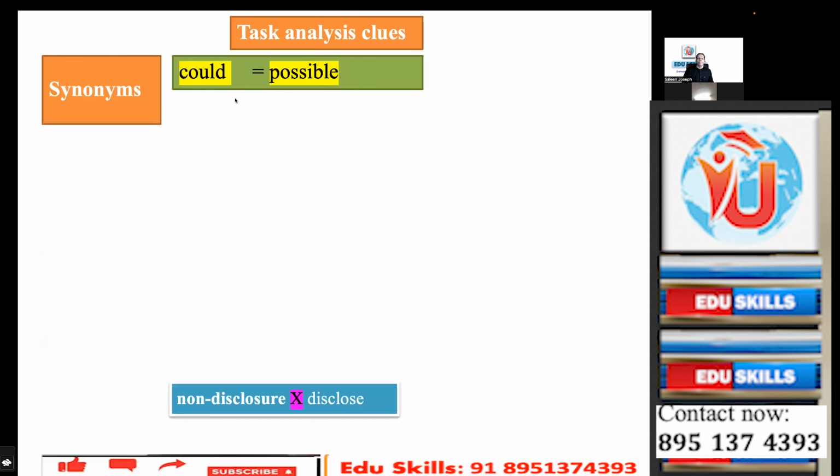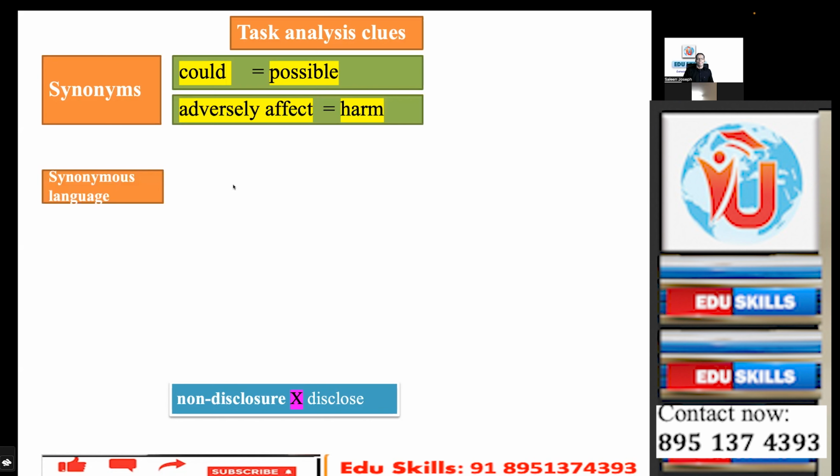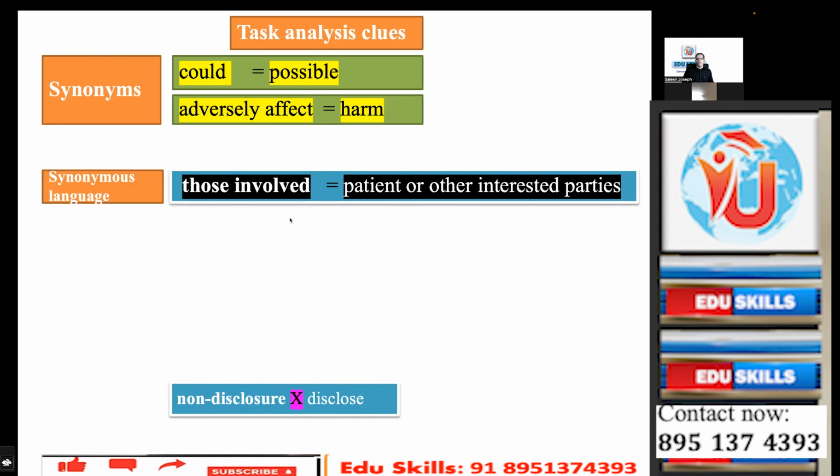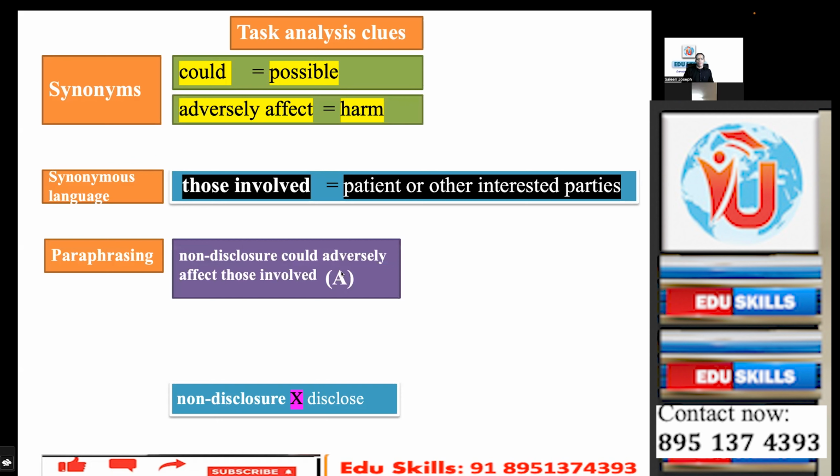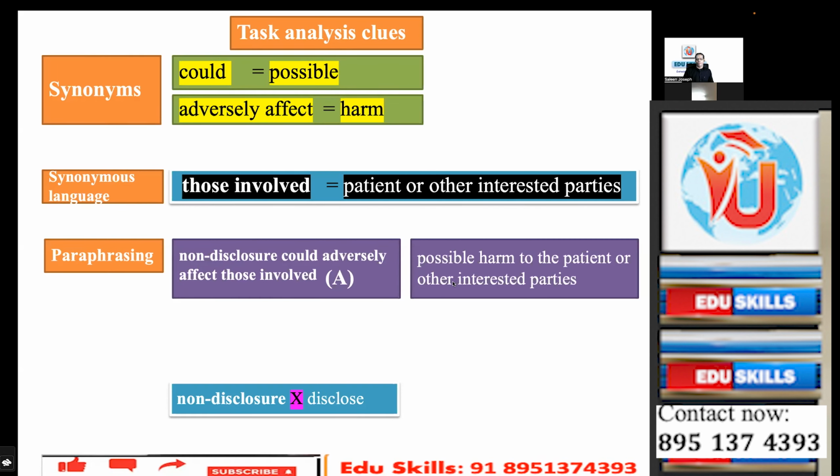Task analysis, synonyms: could, possible. The question says could, the text says possible. Adversely affect, harm. Synonymous language. Those involved, and the text says patient or other interested parties. Paraphrasing: non-disclosure could adversely affect those involved. Option A, that is the right option.